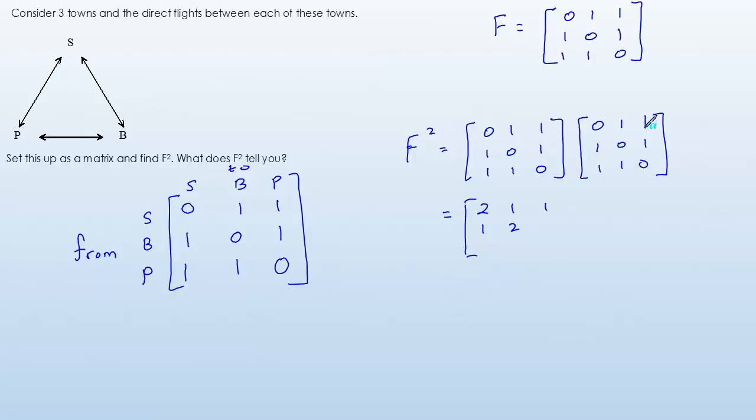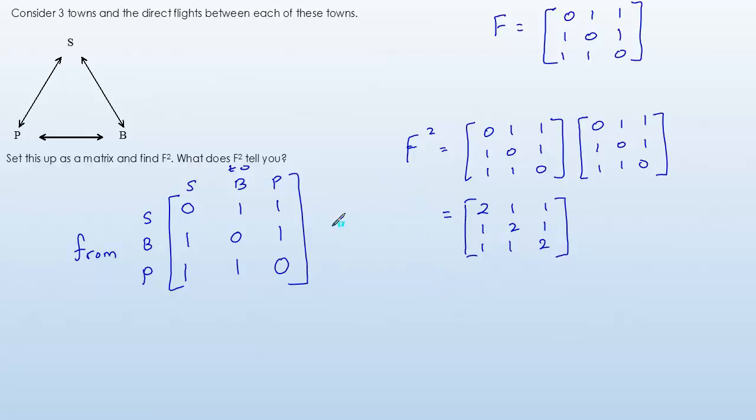And then we're going to have 1, 0, 0, so that's a 1. And then the bottom, so that's 0, 1, 0, so that's a 1. 1, 0, 0. And then 1, add 1, add 0, so that's f squared.